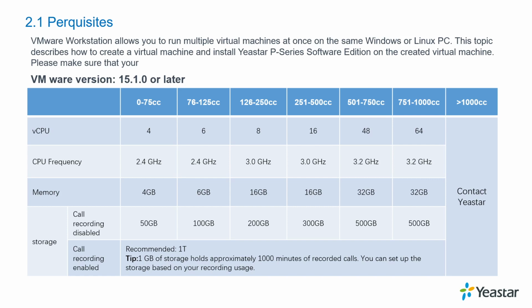From 751 concurrent calls to 1,000 concurrent calls, which is the maximum concurrent calls, you're going to need 64 virtual CPUs plus 3.2 gigahertz. You will also need 32 gigs for memory, 500 gigs for the storage without recording. Now, if you need recording, once again, at least get prepared with 1 terabyte. So this is what you need.